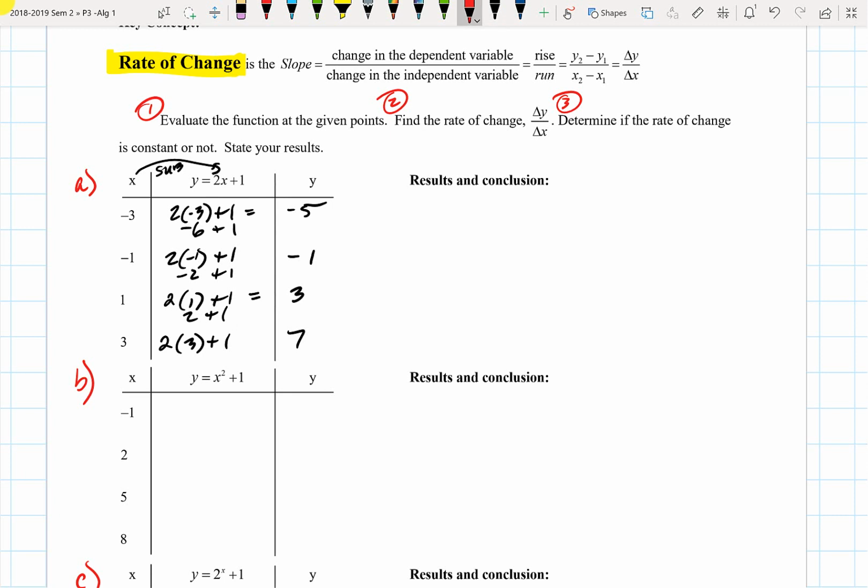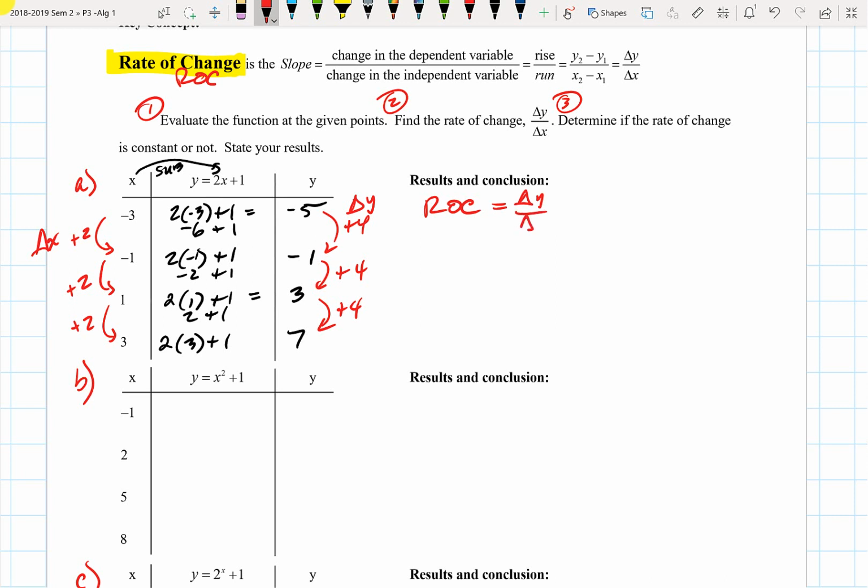So when you find the rate of change, you find the change of the x values first. From negative 3 to negative 1 is a change of 2. From negative 1 to 1 is a change of 2. From 1 to 3 is a change of 2. I called this delta x back in the day. From negative 5 to negative 1 is a plus 4. From negative 1 to 3 is a plus 4. From 3 to 7 is a plus 4. Back in the day when I taught this, I called this the change in y, or delta y. So my rate of change is equal to delta y divided by delta x.